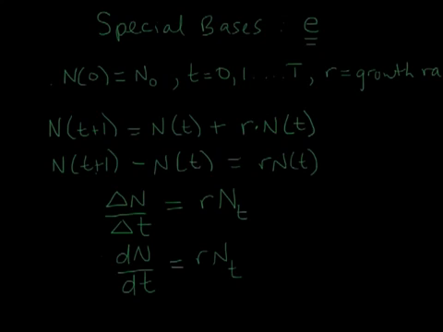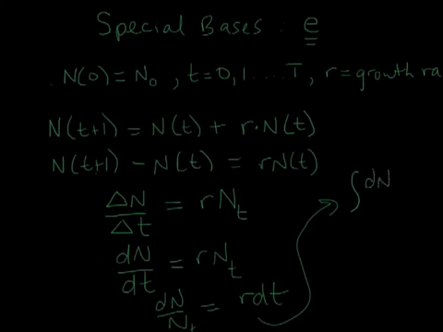Rearrange that one more time, we get dn over n of t is equal to r dt, and I'll run out of space, which is okay because the next step here is to integrate both sides of the equation. dn over n of t is equal to the integral of r dt, which means I need to take a little bit of an aside and talk about integration and what it means.